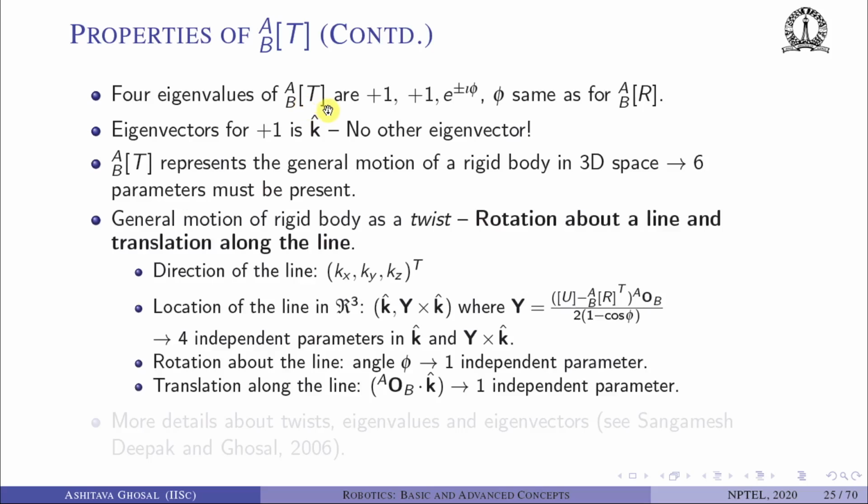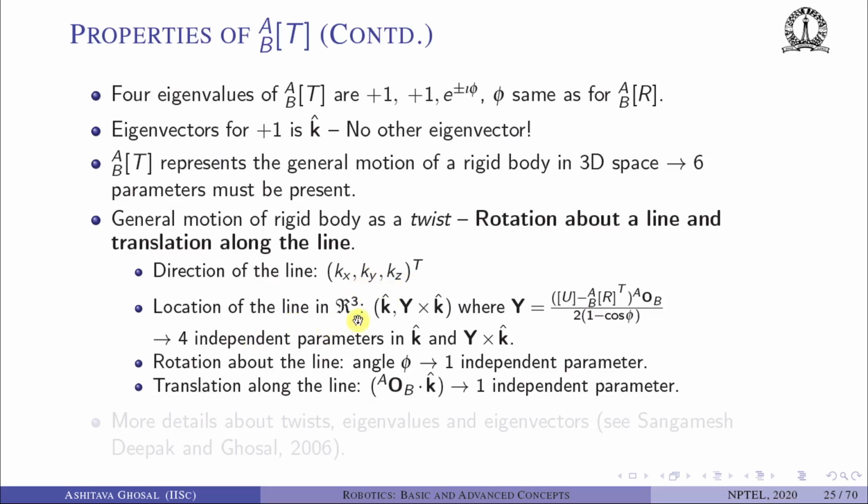The answer is reasonably interesting: we can show that the general motion of a rigid body can be represented as a twist. What is a twist? It is a rotation about a line and translation along the line. So the direction of the line is this kx, ky, kz, the axis.